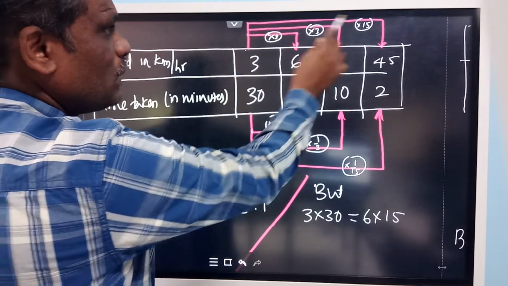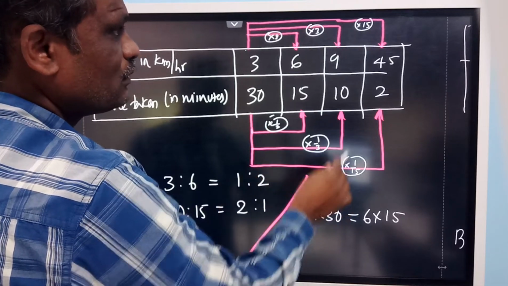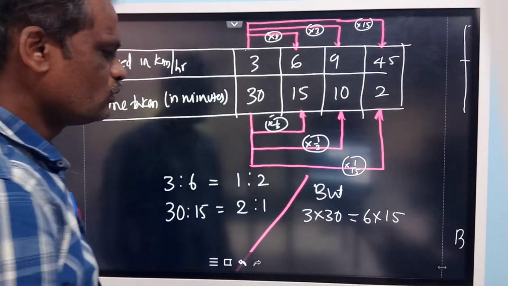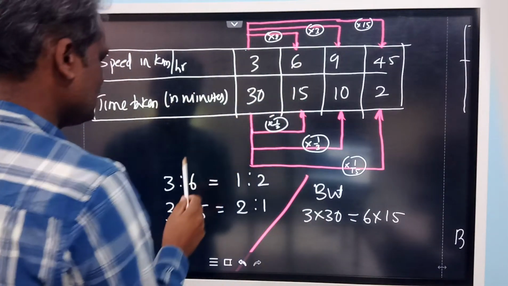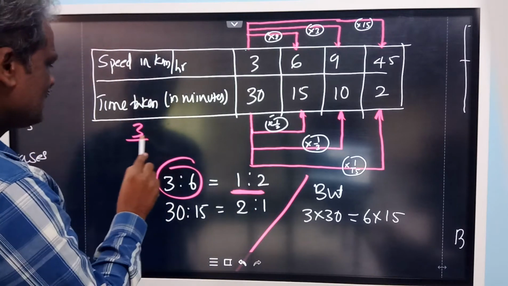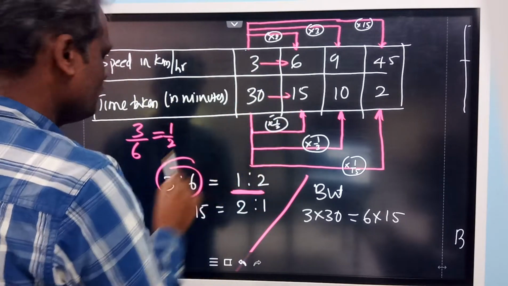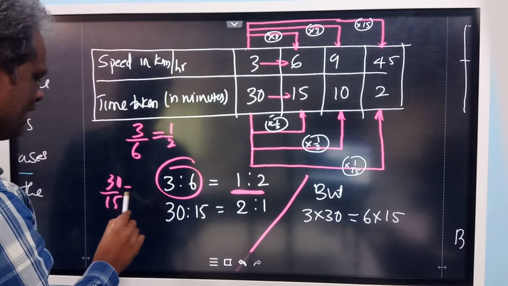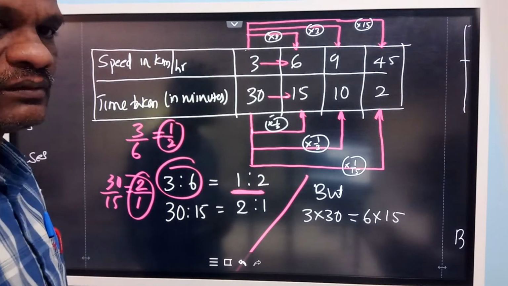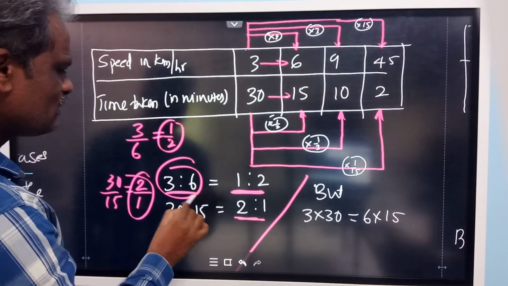So 3 multiplied by 15 is 45. Then 30 divided by 15 gives you 2. So always you see 3:6, which is the same as 1:2. 3/6 gives you 1/2, and 30/15 gives you 2/1. So here you are getting 1/2 and here 2/1. So 30:15 gives you 2:1 and 3:6 gives you 1:2.